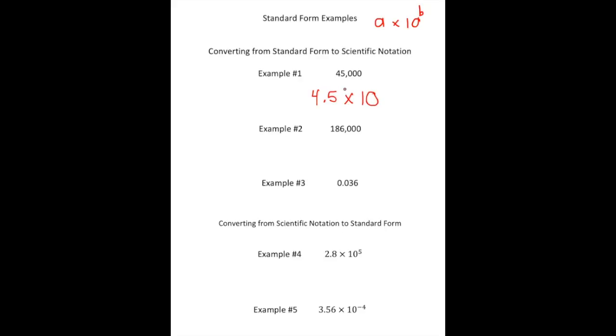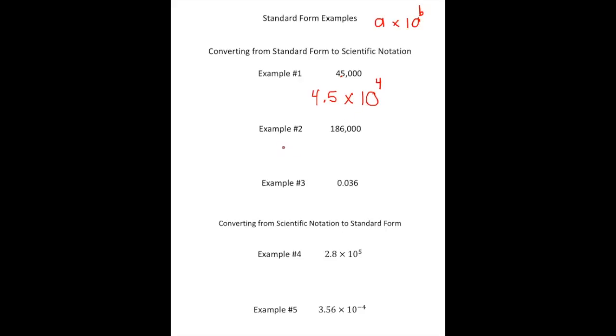Now, the question is 10 to the what power? And here, think about it. If we have a decimal point here, to go from this to this, we're going to need to multiply it by 10 times 10 times 10 times 10. So it's going to be 4.5 times 10 to the fourth power.